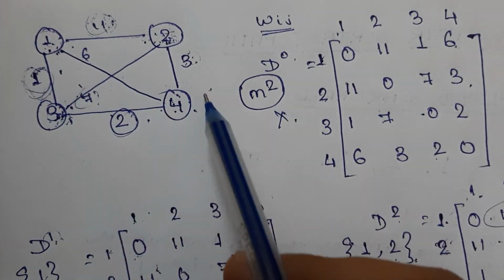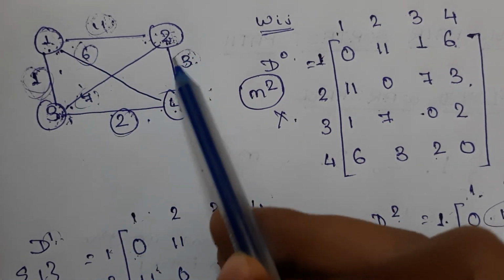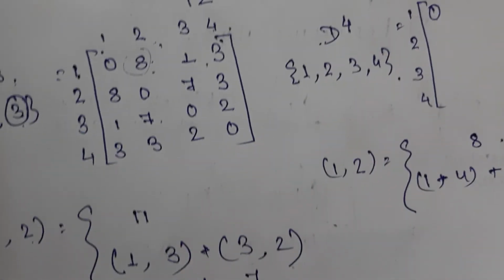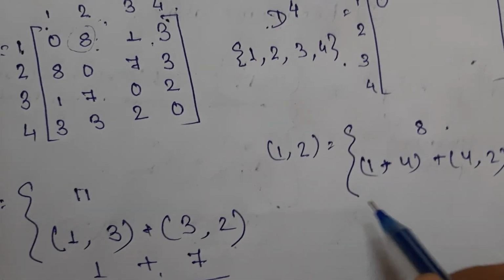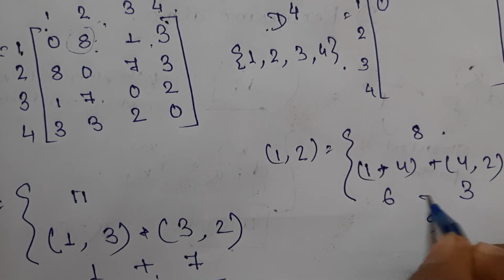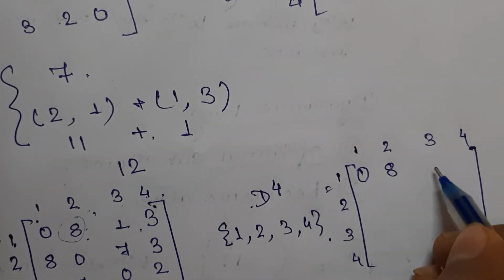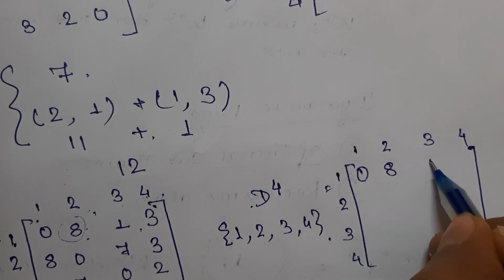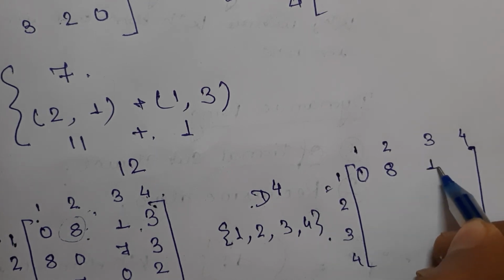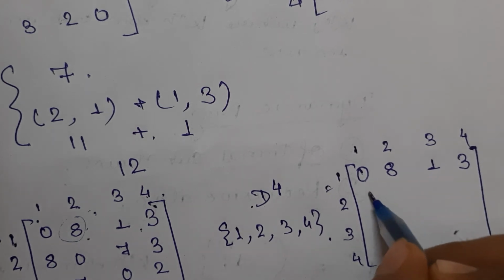1 to 4, what is the weight? It's 6. And 4 to 2, what is the weight? It's 3. So 6 plus 3 means 9. What is the minimum among the two? 8. So there will be no change here. Similarly, it will be the same for 1 to 3. The same problem is here. So I am writing the resultant.